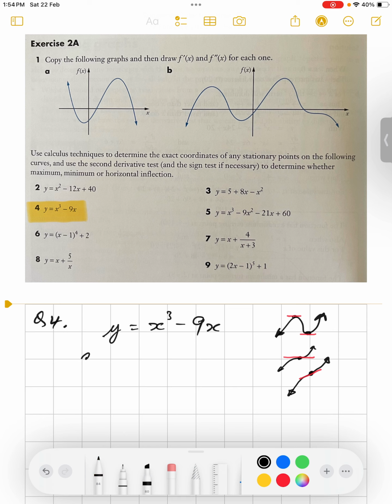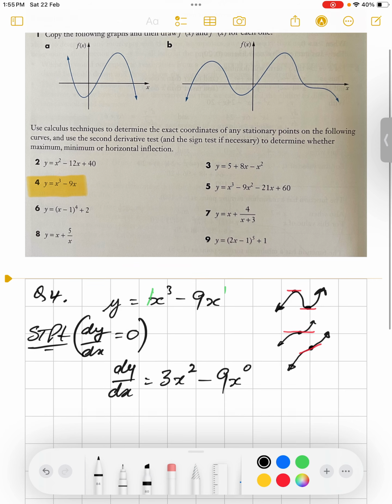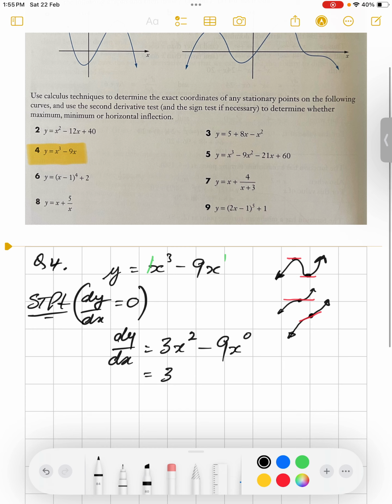So let's get dy/dx, and we get the stationary point. The first stationary point is when dy/dx equals 0. So the derivative will be 3 times 1 is 3, x to the power of 3 take away 1 is 2. And then we've got 9 times x to the power of 1, so it's 9 times 1 is 9, and then x to the power of 0, which is 1. So 3x squared minus 9.